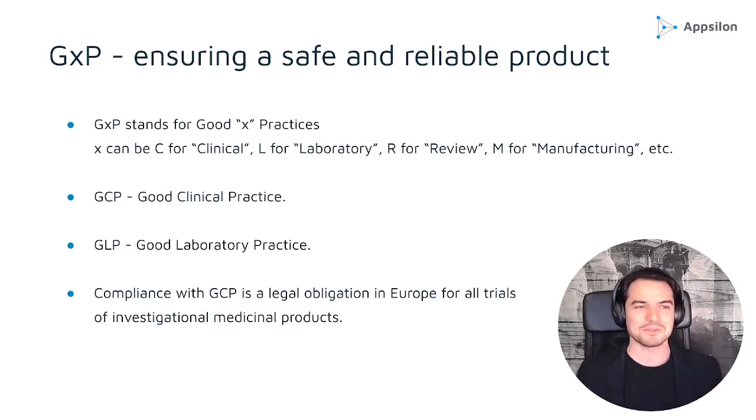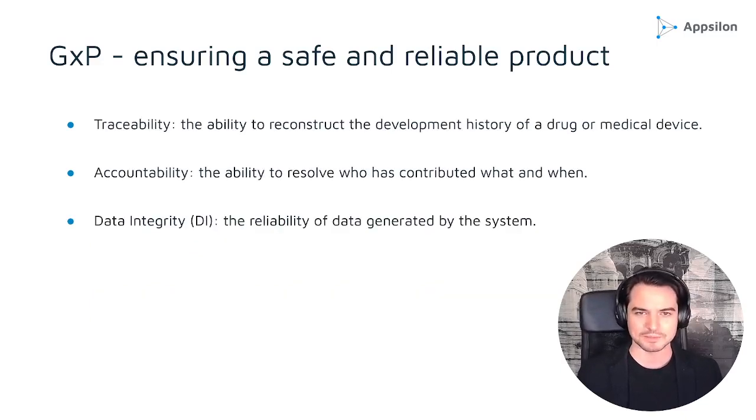And I'm jumping into GxP, which is probably very well known to most of you. It is about ensuring a safe and reliable product. Actually, in the whole of Europe, GCP, which is good clinical practice, is even a legal obligation for all trials of investigational medicinal products. So what is GxP? It just stands for good X practices, and in X you can put anything. So it could be C for clinical, it can be L for laboratory, or R for review. For us, the most important ones are GCP and GLP, so good clinical practice and good laboratory practice.